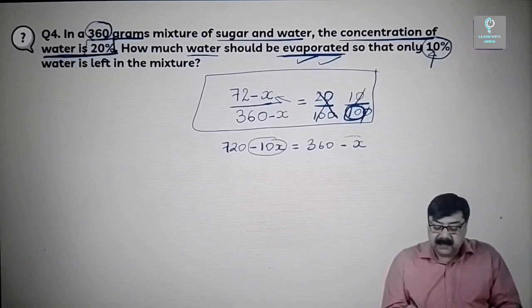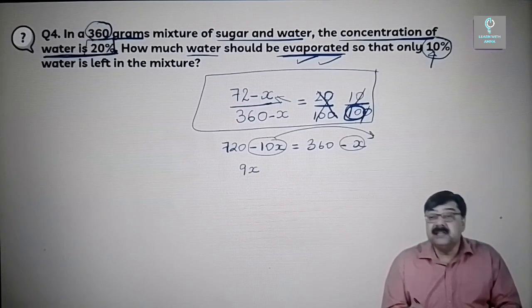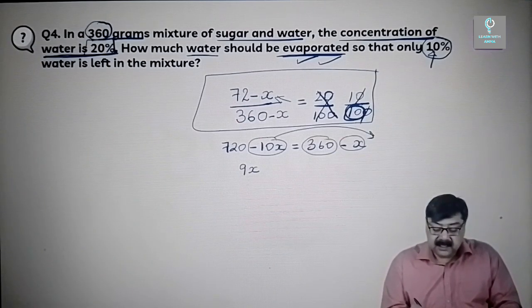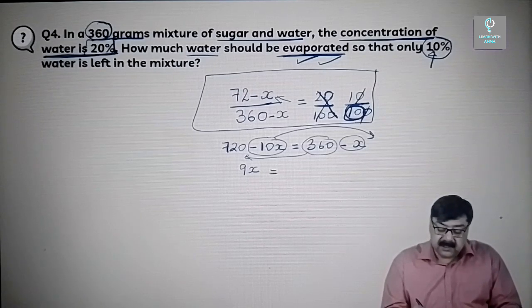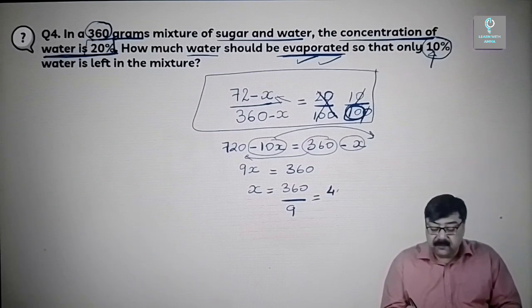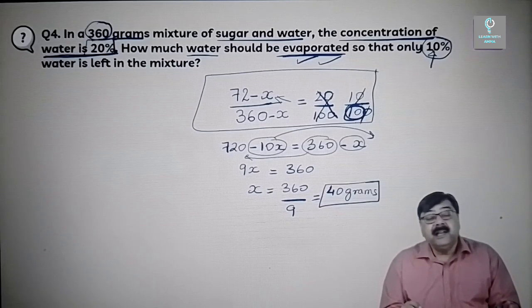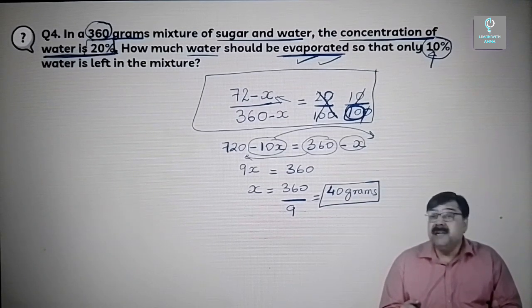So minus 10x and minus x, this becomes 9x when minus 10x goes to the right hand side, and this 360 comes here, gets subtracted from 720 to give us a 360 again. So x here must be 360 by 9. 9 fours are 36, so 40 grams. So 40 grams of water should be evaporated from this mixture. Then the concentration of water left in the mixture would be 10%.